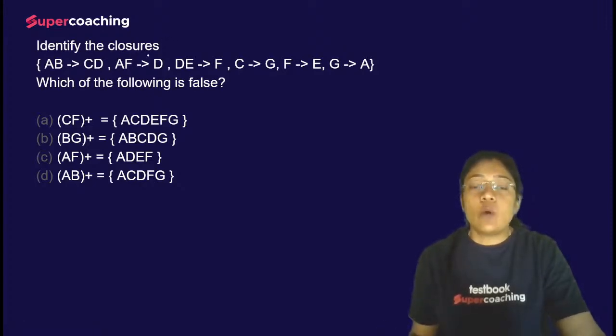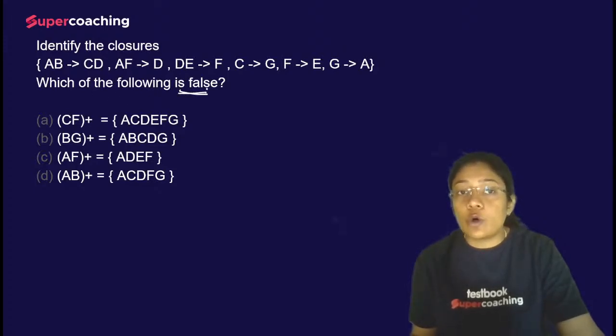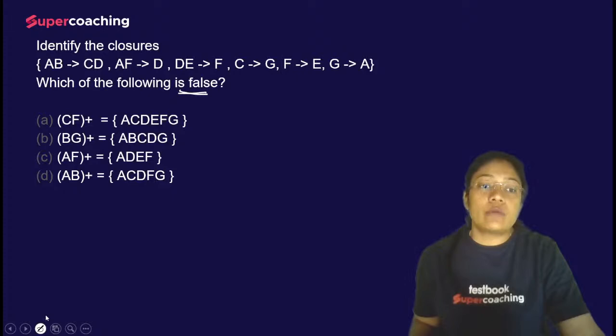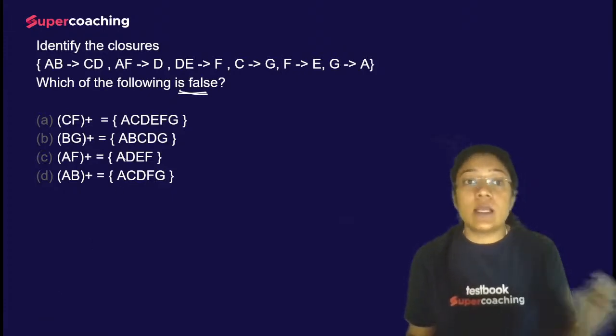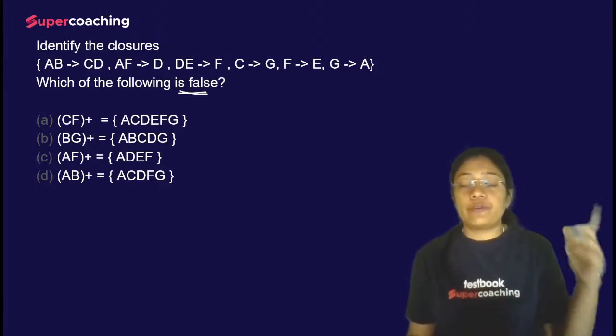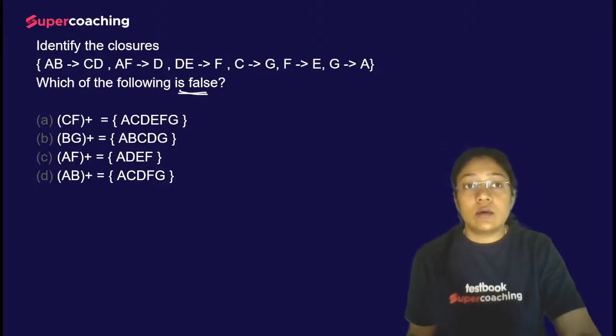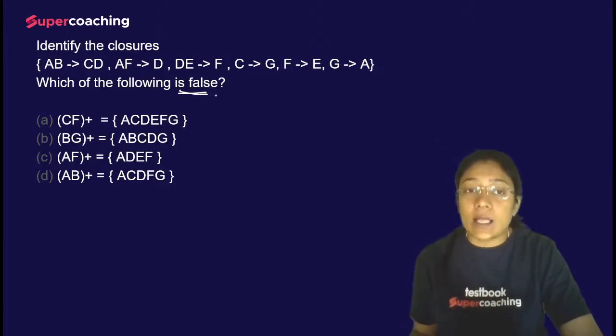Here we have to identify the clauses. Which of the following is false? जब भी आपके पास question आता है, please take care of this thing. बहुत बार क्या होता है कि students देखते हैं कि first one is true and they opt for the first option और हमें attribute closure आता है. तो ध्यान से पढ़ना होता है.